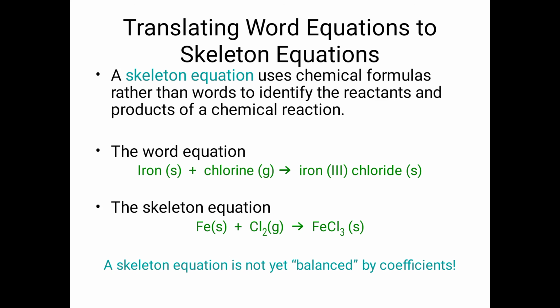In the previous slide we wrote the statement of a particular reaction, and in this slide we are representing it in the form of symbols: the symbol for iron is Fe, the symbol for chlorine is Cl, and iron chloride is FeCl3. So this is a skeletal equation, but it is not balanced yet, meaning the reactant side and product side do not have an equal number of atoms.